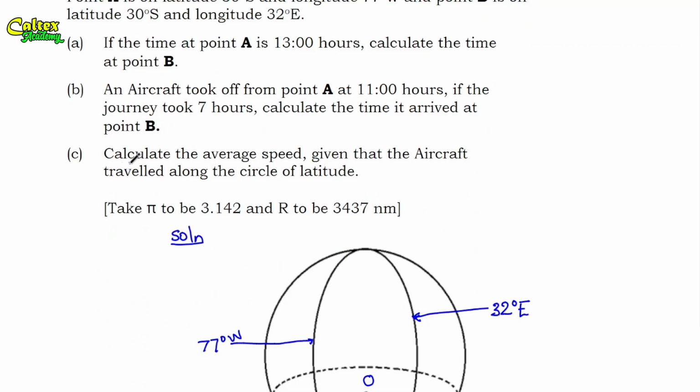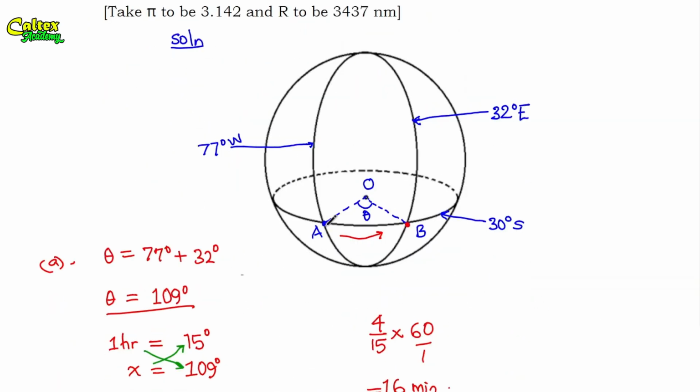Part C of the question says calculate the average speed, given that the aircraft traveled along the circle of latitude. Now from our diagram here, we have this latitude which is at 30 degrees south. We're expected to calculate the average speed, and for average speed to be calculated, we need the distance and also the time. Since we're given the time, we can go ahead and calculate the distance, and we find our speed. Here we are expected to use the values given in the bracket.